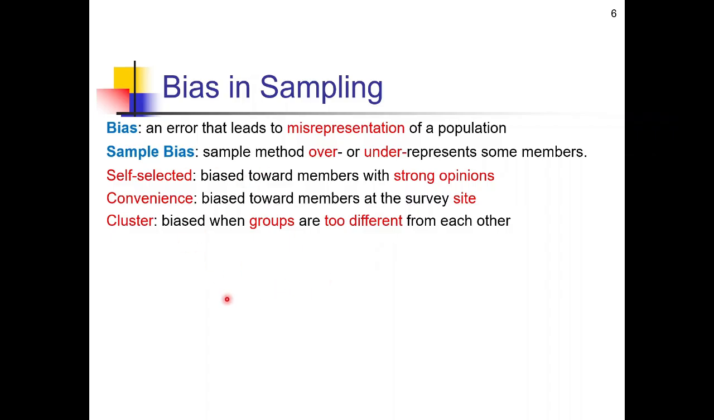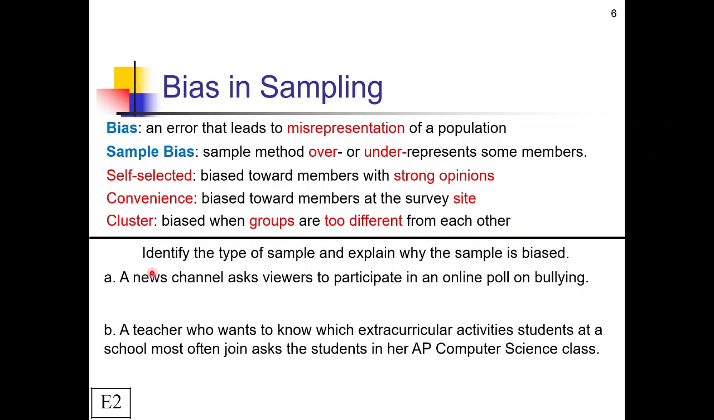So with these in mind, here are a few questions for you to try out on this topic here. So I've given you 2 different situations. In one, we have a news channel asking viewers to participate in an online poll on bullying. In the other, a teacher who wants to know which extracurriculars the students at a school are most often joining asks students in her own AP computer science class about it. So for each of these, pause the video and identify the type of the sample, and then explain why the sample might be biased. All right, let's see what you came up with here.